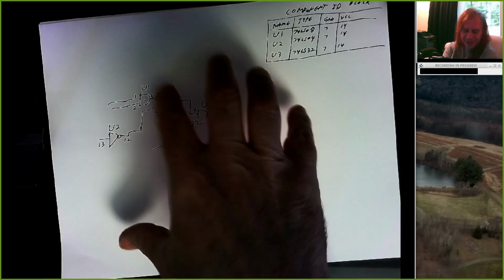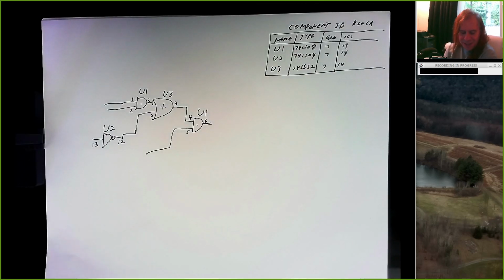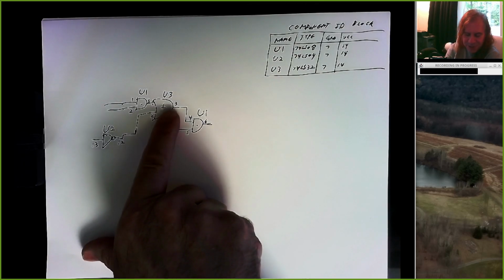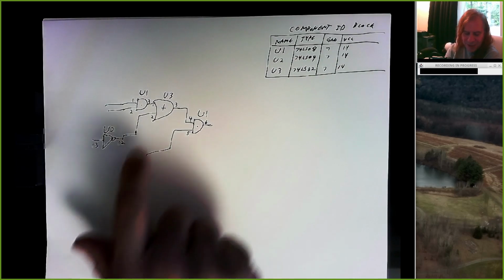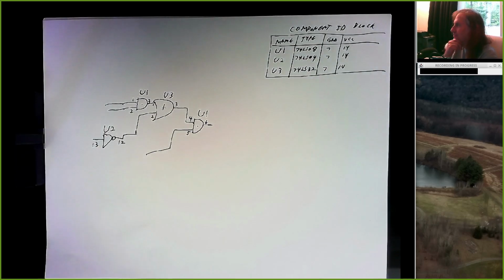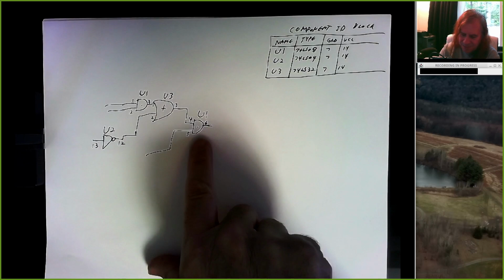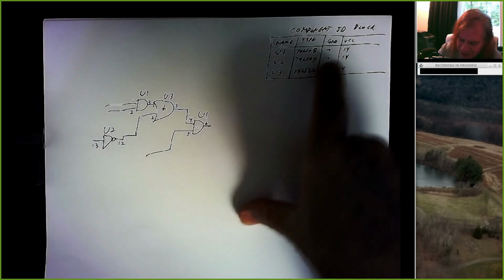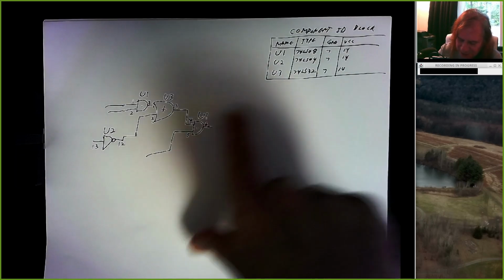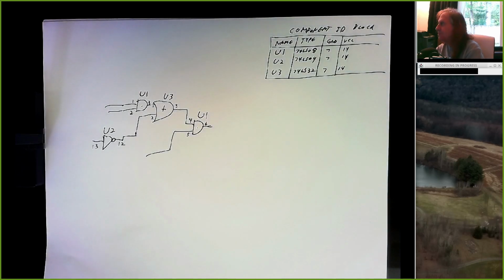And by using this information, somebody can check to see, okay, is there a wire between this pin 3 and this pin 1? Is there a wire between this pin 2 and this pin 12? Is pin 7 of this chip connected to ground? Is pin 14 of this chip connected to VCC?